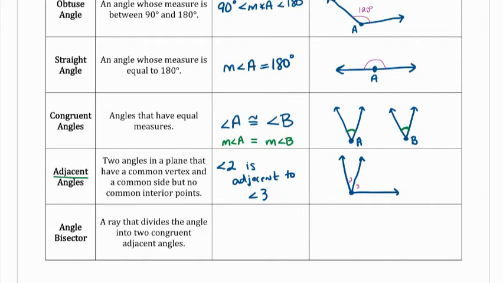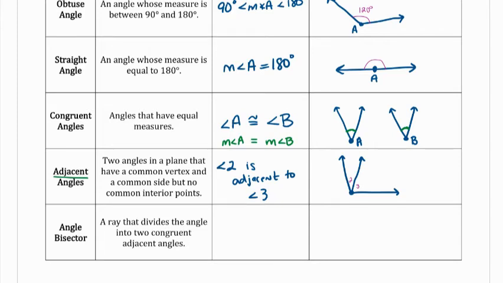They share a common vertex right there, right? They also share this side in the middle. That side is part of both angle 2 and it's part of angle 3. But their interiors are different. So the interior of angle 3 is there, the interior of angle 2 is there, right? That's kind of what all those words mean in your definition. Okay, adjacent just means next to.